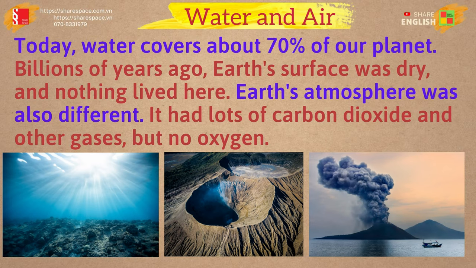Today, water covers about 70% of our planet. Billions of years ago, Earth's surface was dry and nothing lived here. Earth's atmosphere was also different. It had lots of carbon dioxide and other gases, but no oxygen.